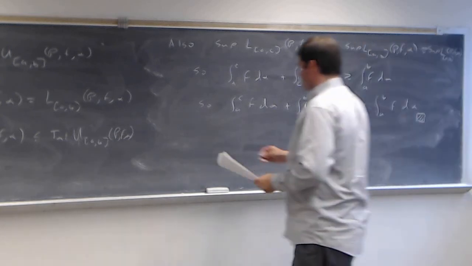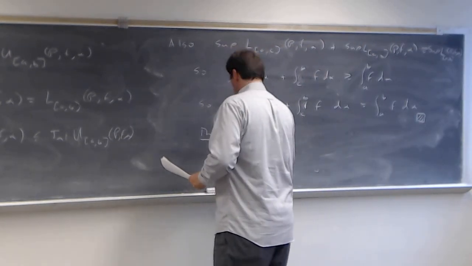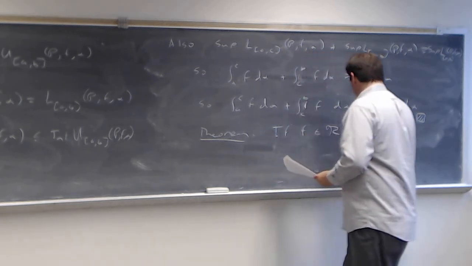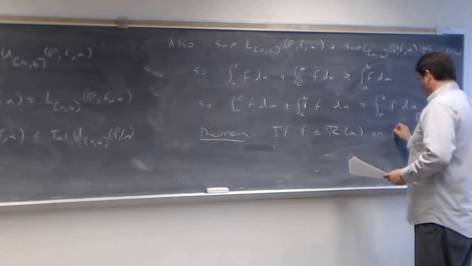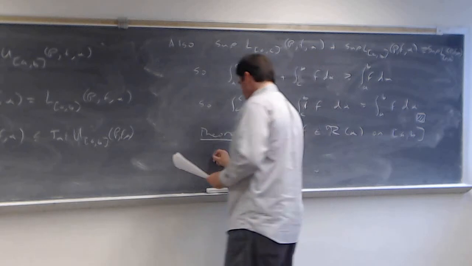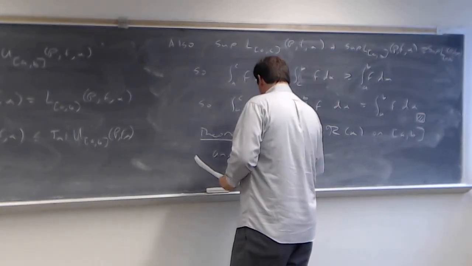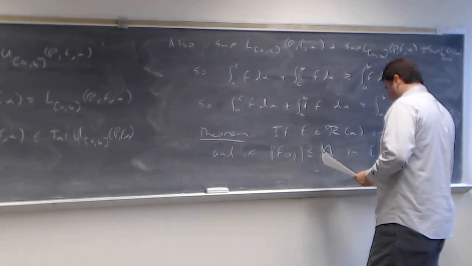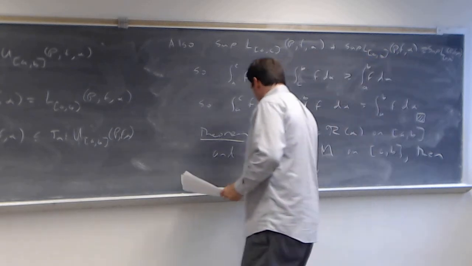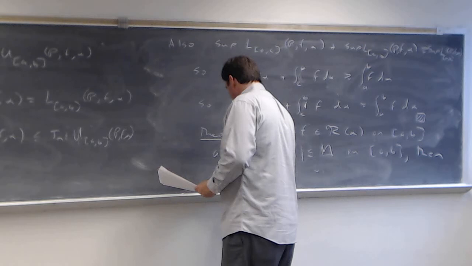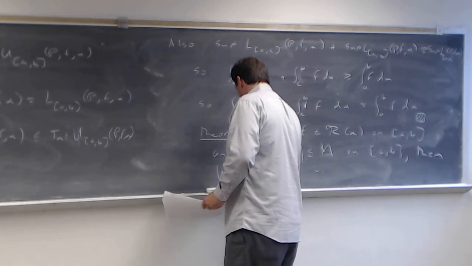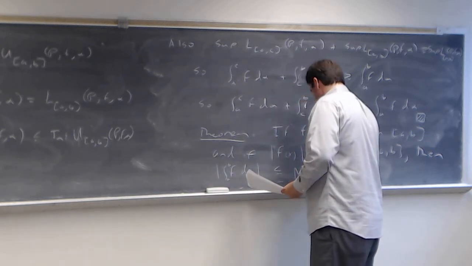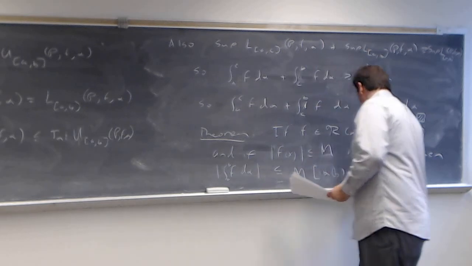Okay, next theorem. It says if F is Riemann-Stieltjes integrable with respect to alpha on A to B, and if the absolute value of f of x is less than or equal to M on A to B, then we have that the absolute value of the integral from A to B of f d alpha will be less than or equal to M times alpha of B minus alpha of A.